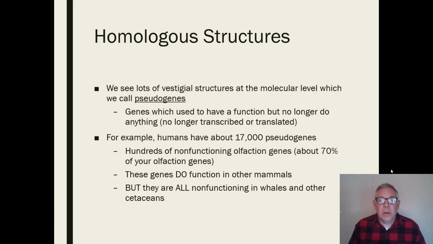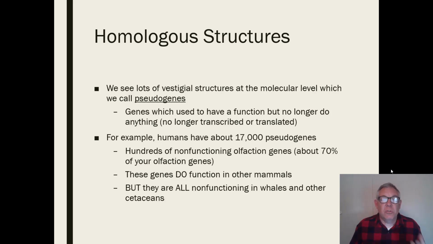You've got hundreds of genes for olfaction that make receptors that are used in the sense of smell. And so they make proteins, and then those proteins are deposited in the nasal cavities, and then a particular molecule whose shape matches that particular protein binds to it, causes the protein to change shape. That causes a nerve to fire. That's how you smell something. Well, we have hundreds of these genes, but about 70% of our olfaction genes are pseudogenes. We have the gene, it's identical to genes that we see in other mammals, but it doesn't function in us.